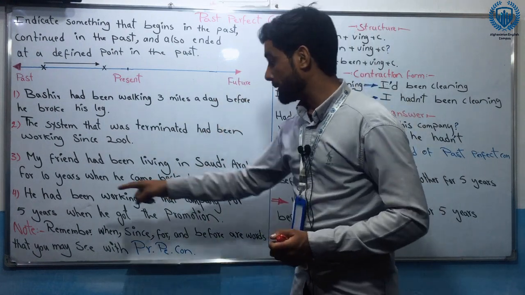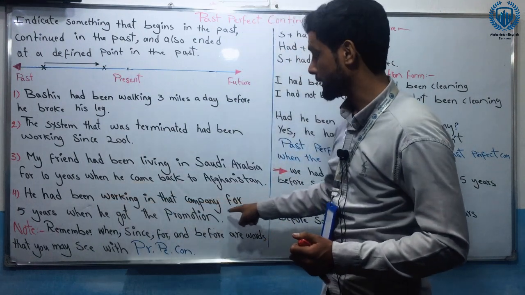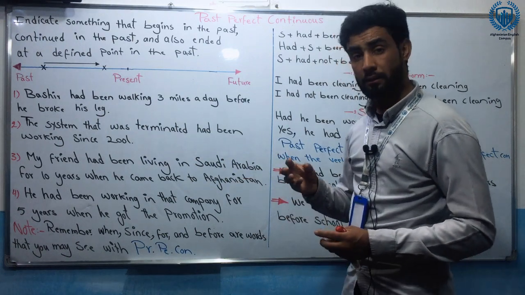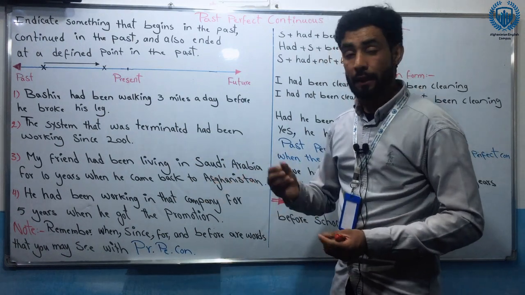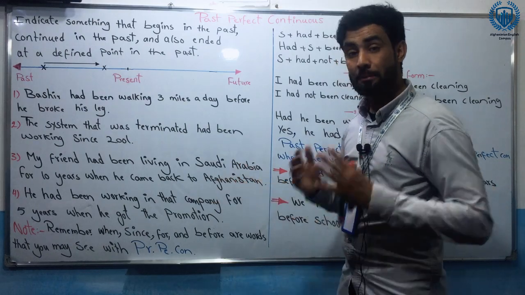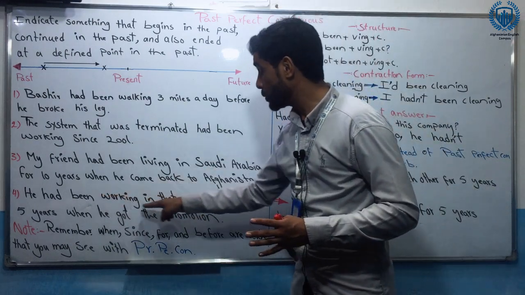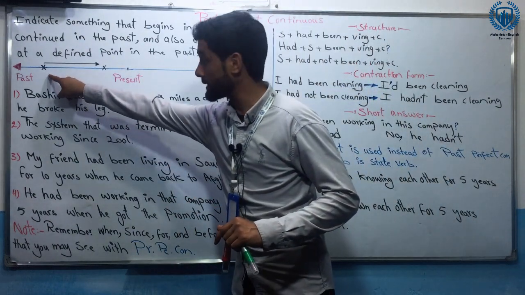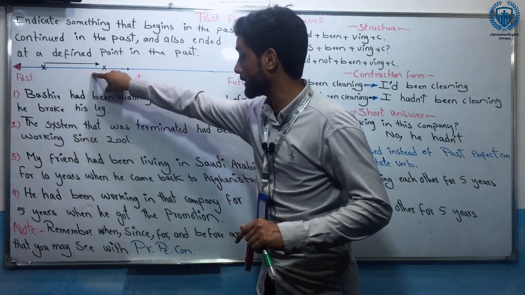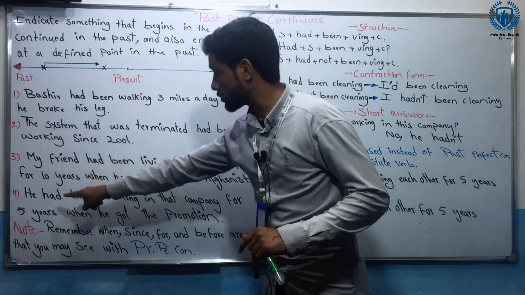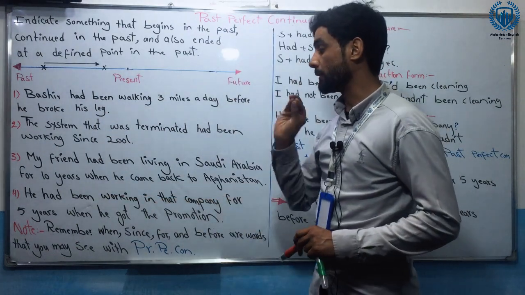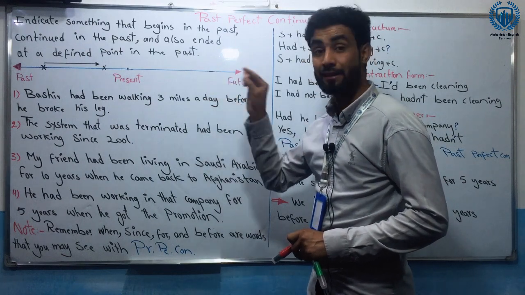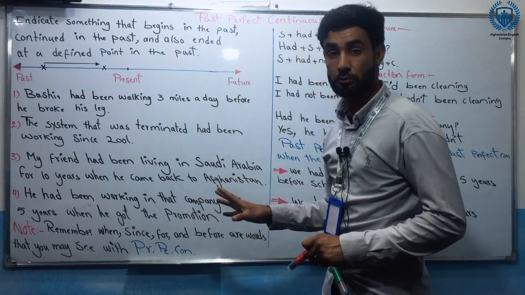Sentence number 4. He had been working in that company for 5 years when he got the promotion. There was someone working in a company and he got a promotion. So by the time he got the promotion, he had been working in that company for 5 years. The action started at a point in the past, continued in the past, and ended in the past by the time he got the promotion.